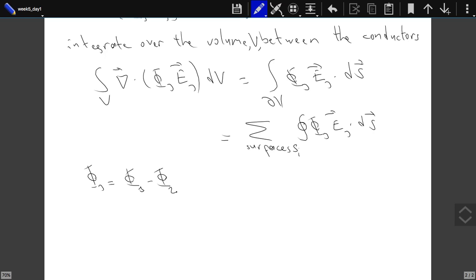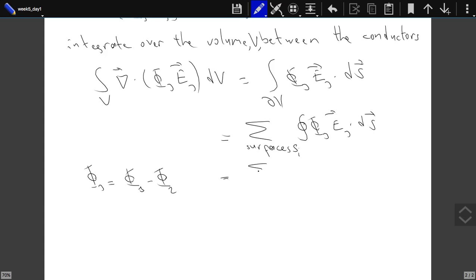Because phi 1 is a constant, phi 2 is a constant on the surface of the conductor, the difference is a constant. If the difference is a constant, I can just take it out of that integration, because this integral is over the surface of one conductor. And we are summing over all conductors. So since phi 3 is a constant on that surface, I can take it out.